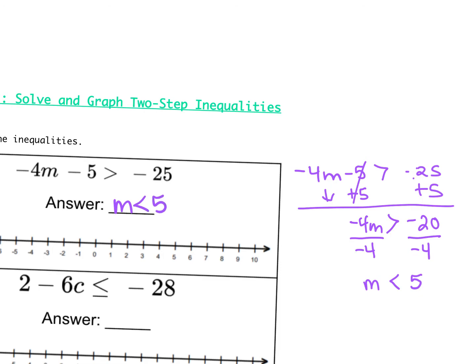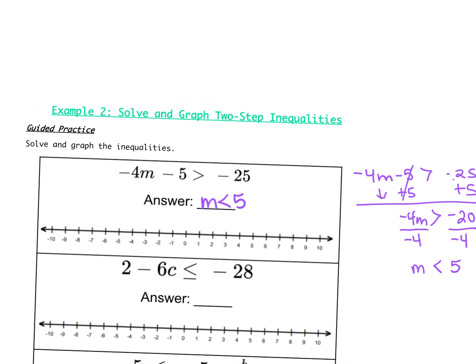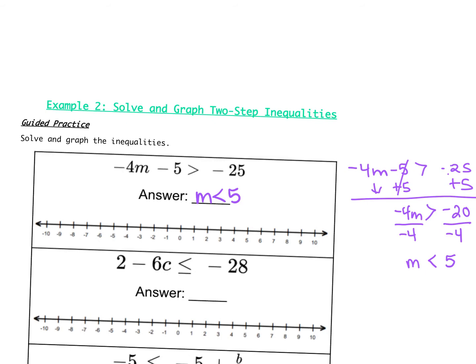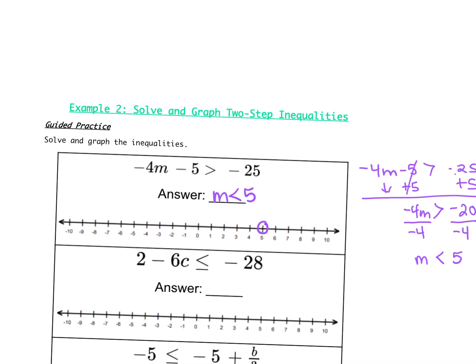And so now let's graph that. So we have m less than 5. That means I'm going to go to 5. It's an open circle because it's not less than or equal to. It is just less than. And then we're going to make our arrow point to all the numbers that are less than 5, which would be all this way. And there you go. Let's try the next one.